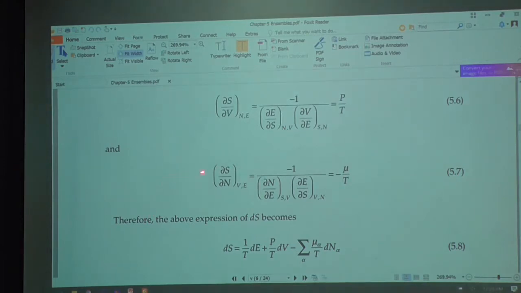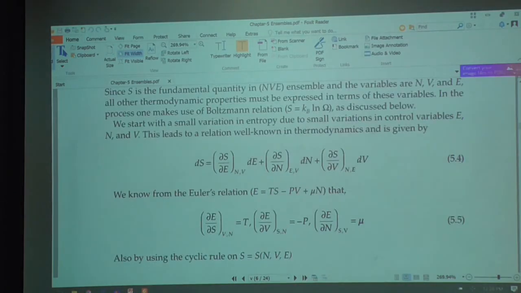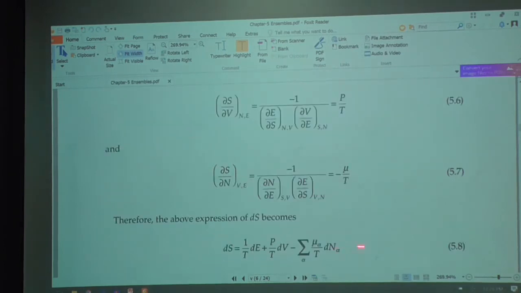Okay. And then this condition, they're just cyclic rules. I'm not going through this. Anyway, the book will have all the details. But not just my book, there's another book, McQuarrie, which also has these things. So, the above expression for dS now becomes this. This is the equation I just put in this. In this, I just put all the equations. And I get these conditions.